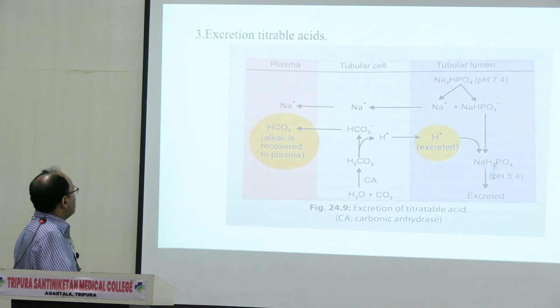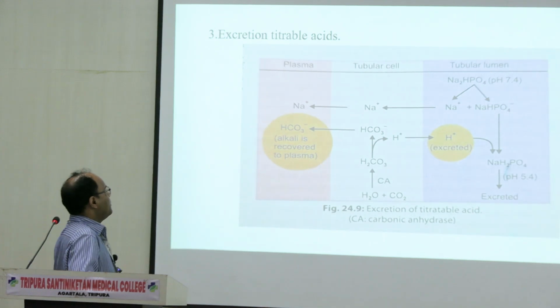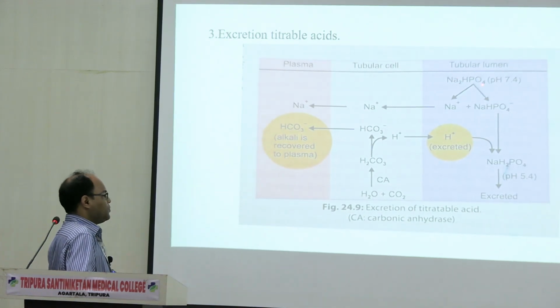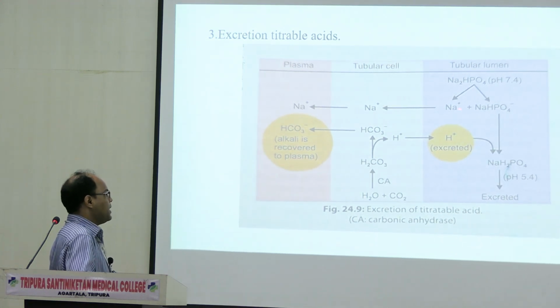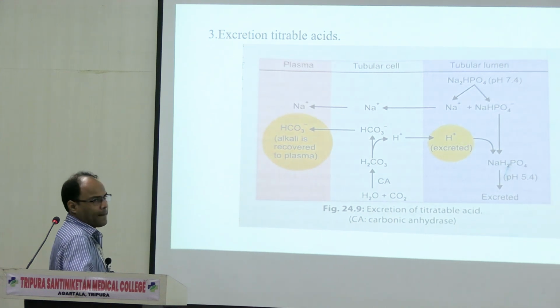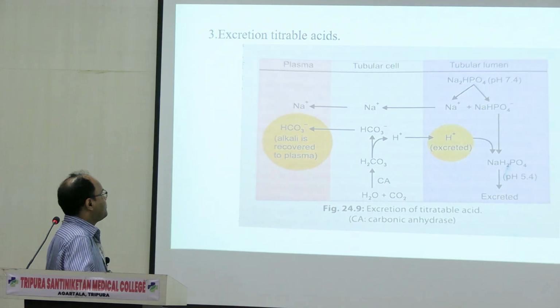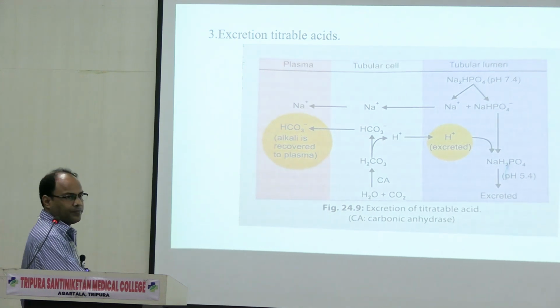Next is excretion of titratable acid. In the tubular lumen, disodium hydrogen phosphate comes out. It breaks down into sodium ion and sodium hydrogen phosphate. It reacts with the excreted hydrogen ion and forms sodium dihydrogen phosphate, and it is excreted. By this way, excretion of titratable acids occurs. Along with this acid, hydrogen ion is also excreted. Understand? This is the third mechanism.